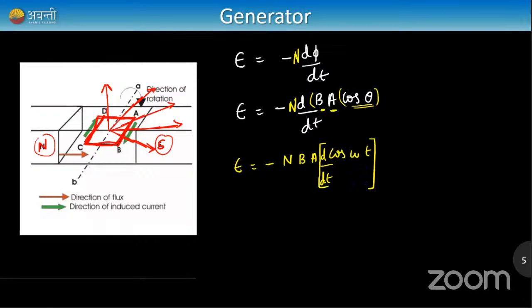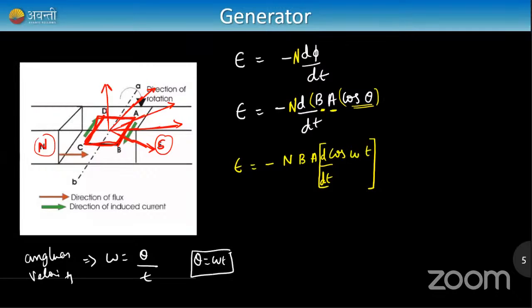Why did I write theta is equal to omega t? Because if you remember the 11th concept of angular velocity, omega is given by angular displacement by time. Therefore, theta can be written as omega into t. Very simple. So instead of writing cos theta, I'm writing cos omega t, because this rod here is rotating with angular velocity omega. So I can modify the formula into a very simple form, and this is what I get.